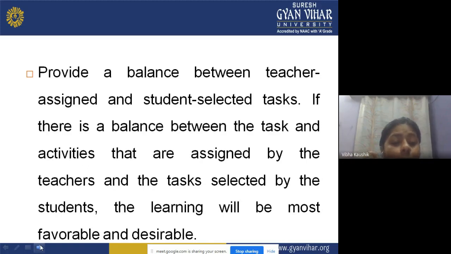So this can be achieved only when there is a balance between the work assigned by the teacher to the students, first thing, and activities. While designing the activities, the teacher should keep in mind that all the students should be involved in those activities assigned by the teacher. And the task selected means the selection of the task by the student in such a way that the learning is in a favorable and desirable manner. So the task selected by the students means the teachers should give them the freedom to select their task. If the teacher gives them that freedom, then what will happen? The learning will be favorable and desirable. There will be a qualitative improvement in the performances of the students.